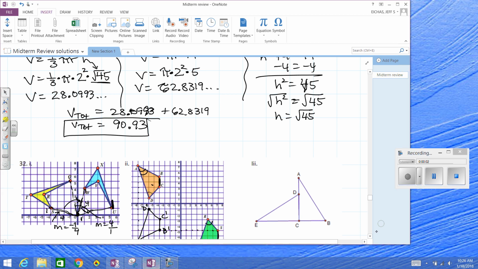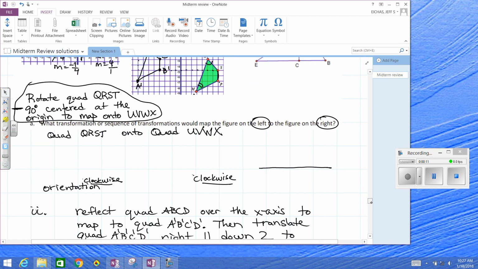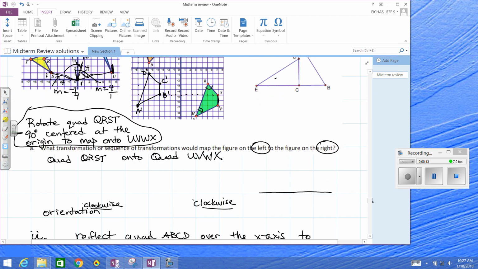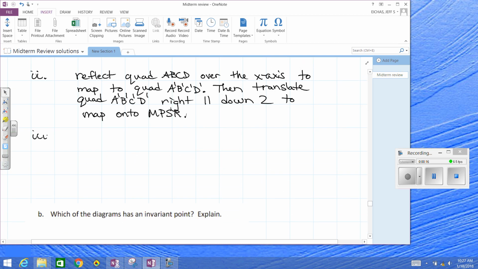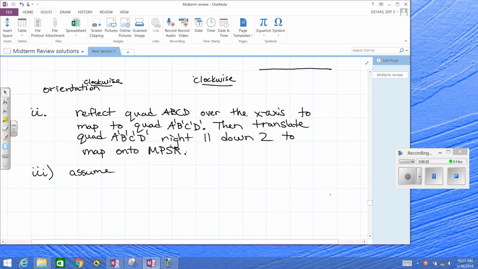Number 32, last part, part 3, we're going to try to find the transformations that will map the figure on the left to the figure on the right. Okay, assuming they are congruent, let's assume that for a minute, because otherwise we can't guarantee it off the graph. So assume for a minute triangle EDC is congruent to triangle ABC. Let's assume for a minute that they are.